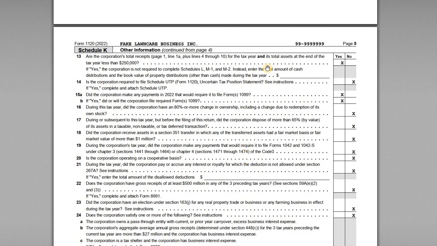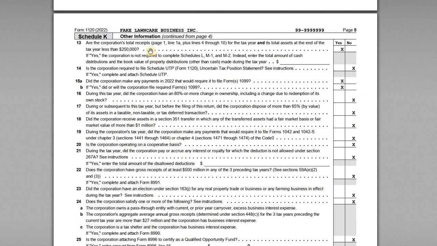Some other information down here. Question 13, are the total receipts for the year and assets less than 250? In our case, yes. Even though we answer it yes, we are going to go ahead and complete Schedules L, M1, and M2 anyway. I like to do that just because it provides a more complete return. I think it's easier for the user of the financial statements and the return just to be able to see everything on there. So we'll do a little extra work, and we'll go ahead and complete these pieces.